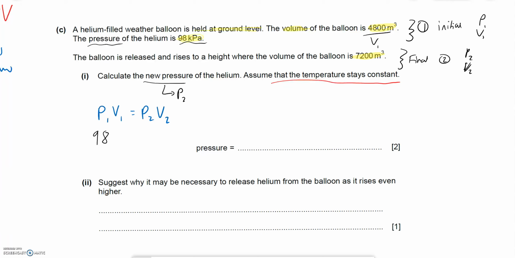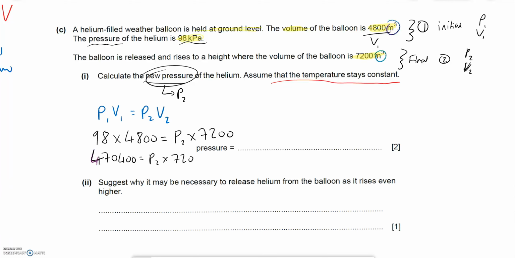V1 is over here, so that's the initial volume, and that's 4,800 meters cubed. This is equal to the pressure 2, so at the end, pressure at the end, P2, and that's what we want to find, times the new volume, which is 7,200 meters cubed. Quick check, these two units need to be the same because they're going to cancel in a minute. The next thing I do, 98 times 4,800 in my calculator, and that gives me 470,400 equals P2 times 7,200.